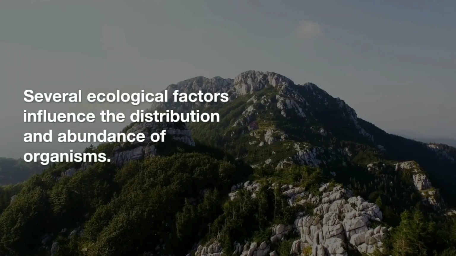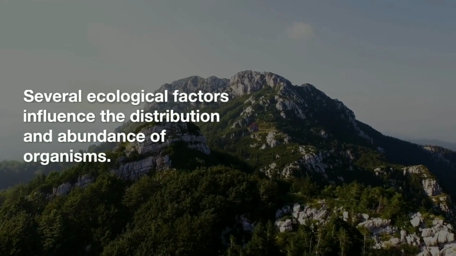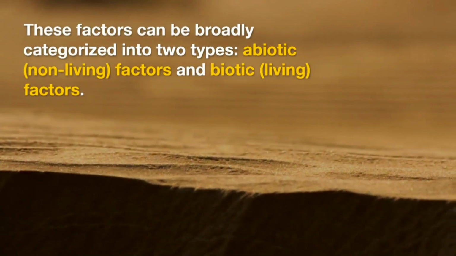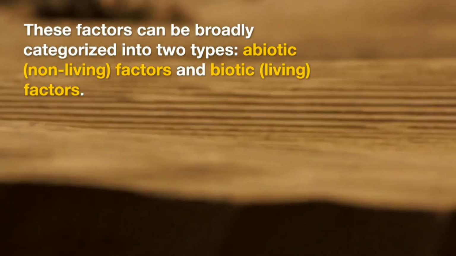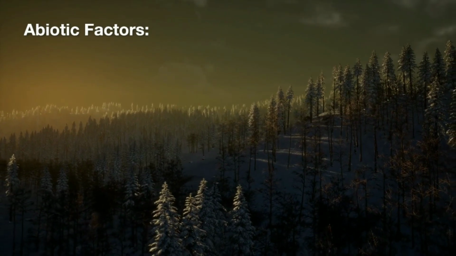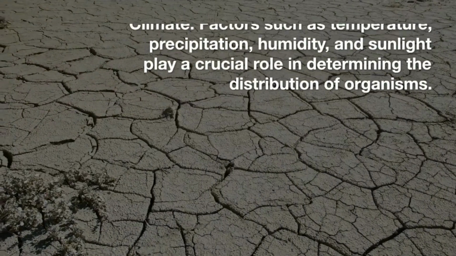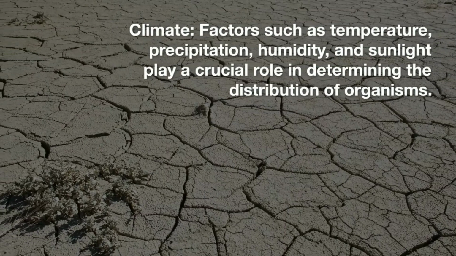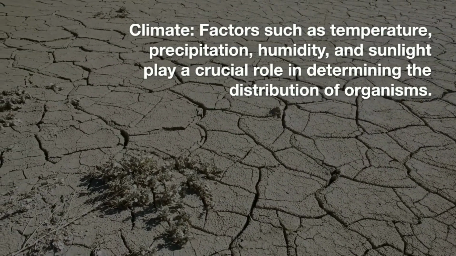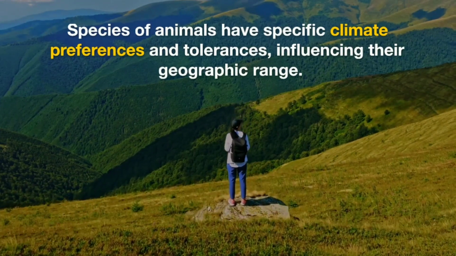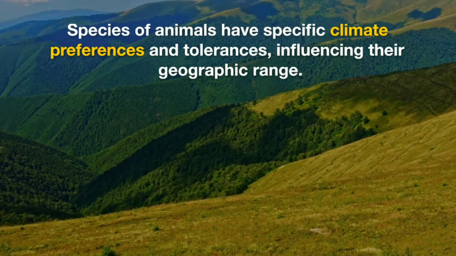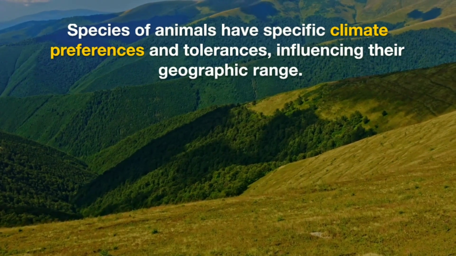Several ecological factors influence the distribution and abundance of organisms. These factors can be broadly categorized into two types: abiotic, that is non-living factors, and biotic, that is living factors. Abiotic factors: climate. Factors such as temperature, precipitation, humidity, and sunlight play a crucial role in determining the distribution of organisms. Species of animals have specific climate preferences and tolerances, influencing their geographic range.